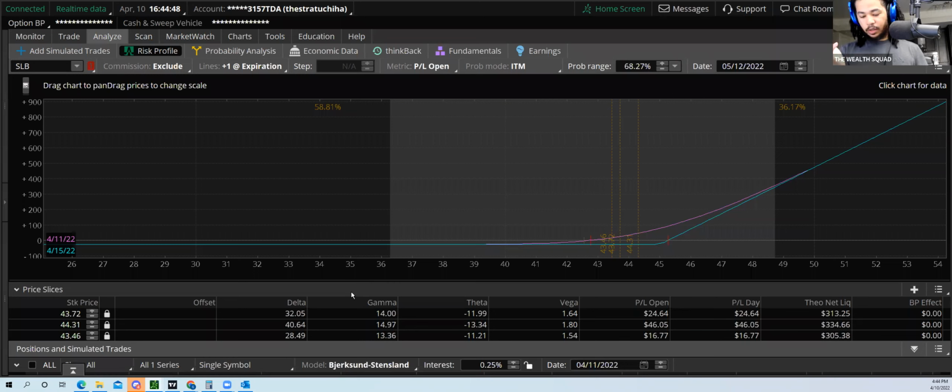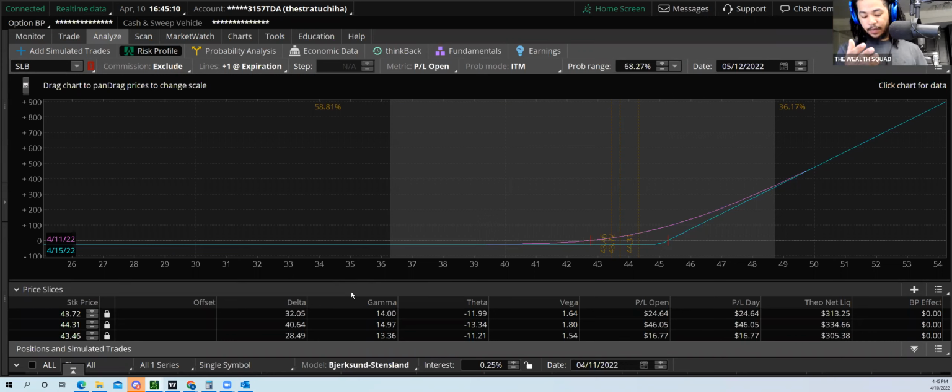For the 44 call, we would pay 46 cents. At PT1, the value on that contract would be 25.41. So that's the profit. And then the profit on PT2 is 36.92. And then if we do the full ATR move, that's 62.18.